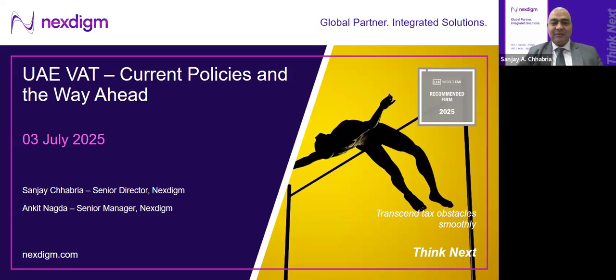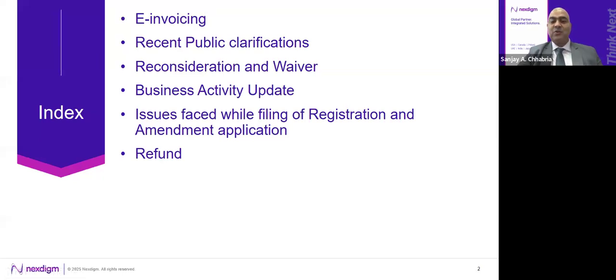So in this webinar, we will specifically talk, maybe Ankit on the next slide, on e-invoicing. While there's not much data available, we will try to see how much we can answer and give you relevant extracts from whatever we were able to get hands-on through the FTA, whatever is published in the public forum, and through some of the people we are working along with. There have been changes in the recent public clarifications and some suggestions. We will try and touch upon that, and also on pointers on reconsideration, waiver, business activity issues and the refunds.